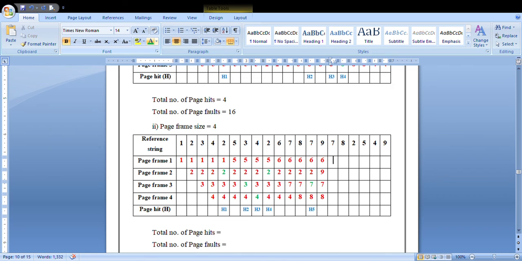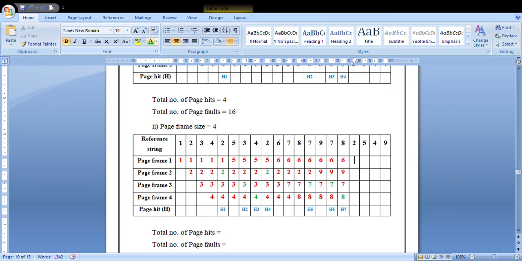7 is already existing and next referencing is 7. 7 is already existing in the frame, so keep the values as it is. But the count of 7 will get restarted from this point. This is page 6. Next is 8. 8 is already present in the frame. From here the value of 8 is going to restart. This is page 7.